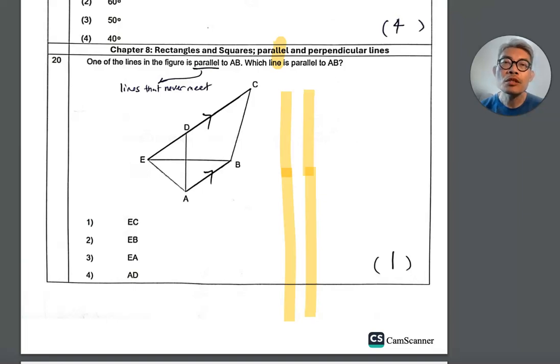So they ask which of the lines is parallel to AB? This is AB. This line is called AB. So a parallel line must be this. See? It does not meet AB. And this is the line that we call CE or EC. Same thing. Alright? That's why this is the answer.